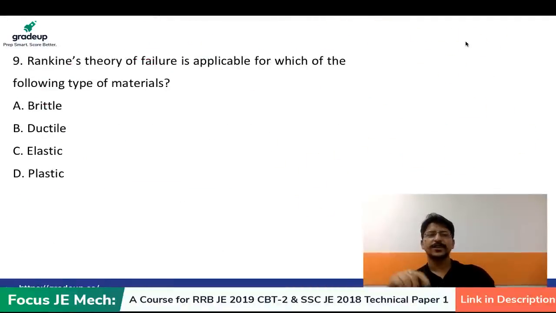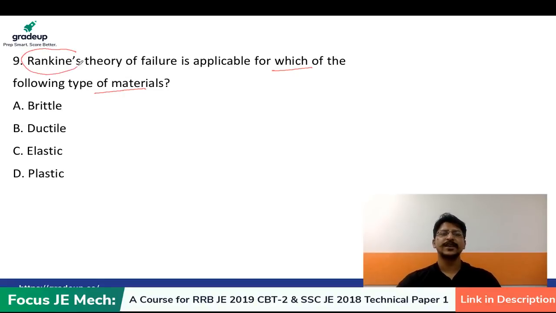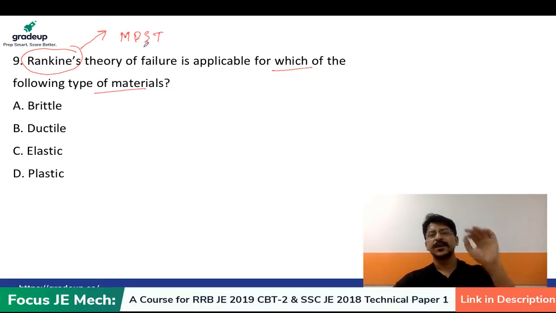Okay, so now see the next problem. It says Rankine's theory of failure is applicable for which type of material? First of all, you should know what this Rankine's theory is. Rankine's theory is your first theory of failure, also known as MPST, that is maximum principal stress theory. This theory is the best theory for brittle material.